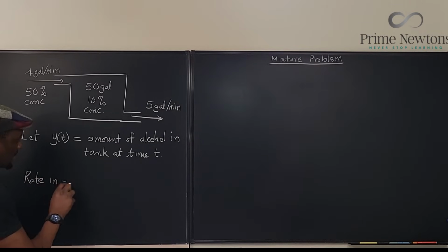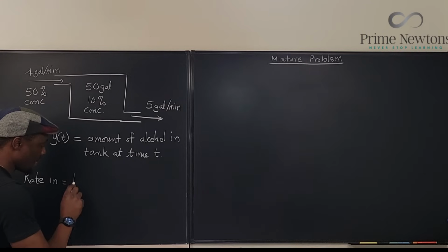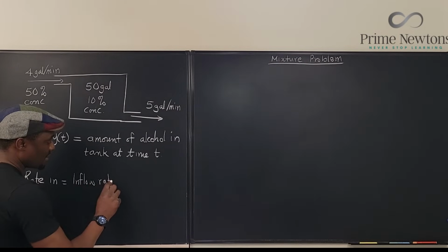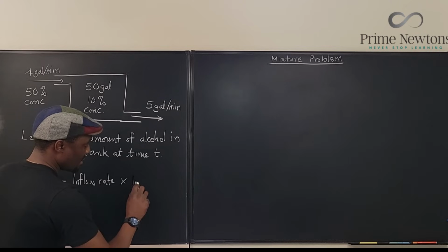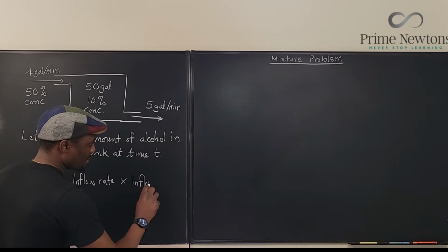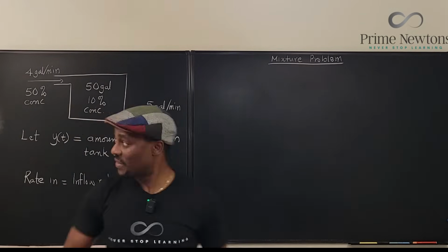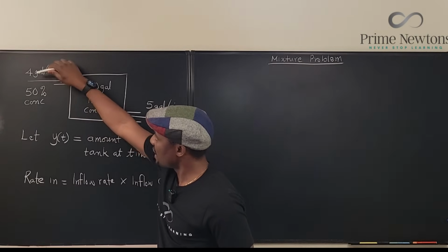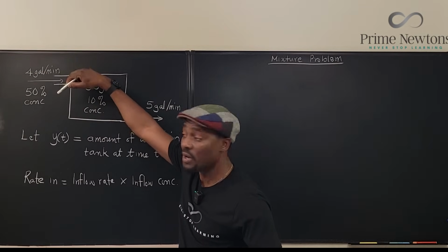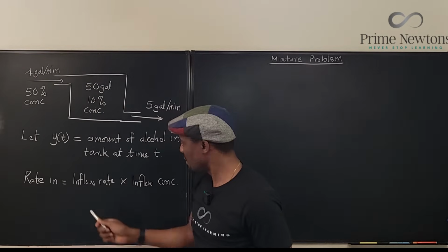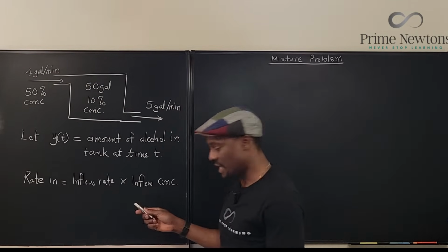Rate in equals inflow rate times inflow concentration. So that's what I did there. 50% of everything that comes in is alcohol. So it is the concentration multiplied by the inflow rate. That is the rate in. And we can easily do that.